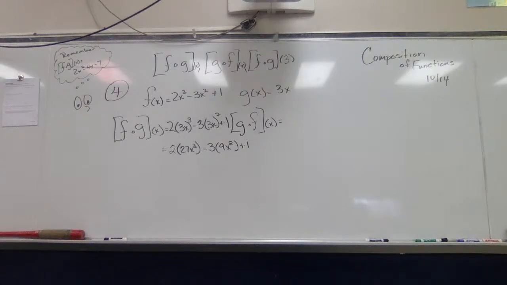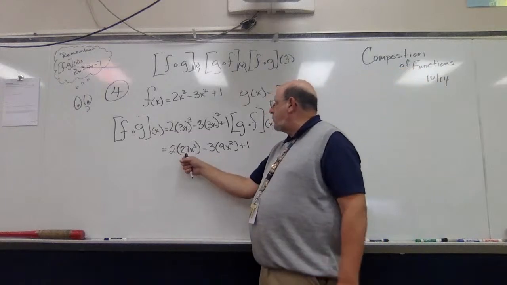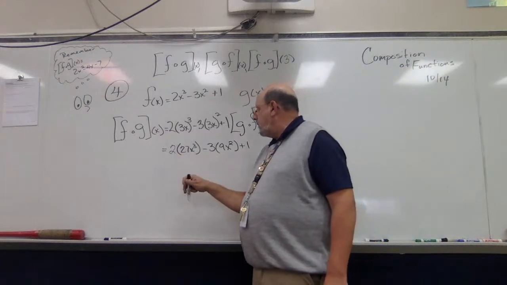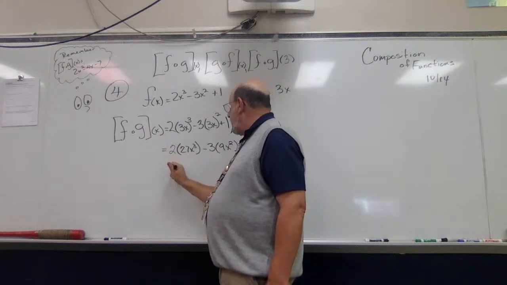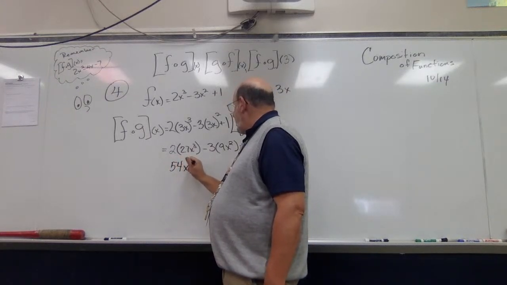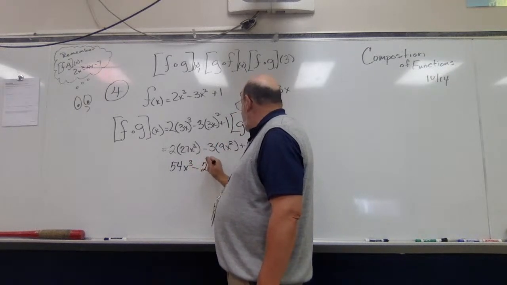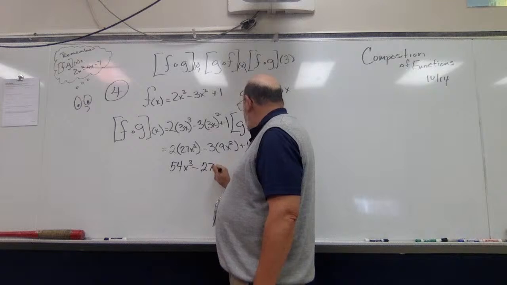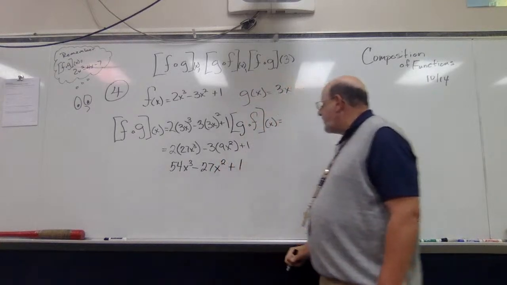I'd rather you think than just copy. Oh, I got this. Now, all we have to do is multiply this by 2. 27 times 2 is? Let's calculate that. 54. 3 times 9 is? 27. And then plus 1.